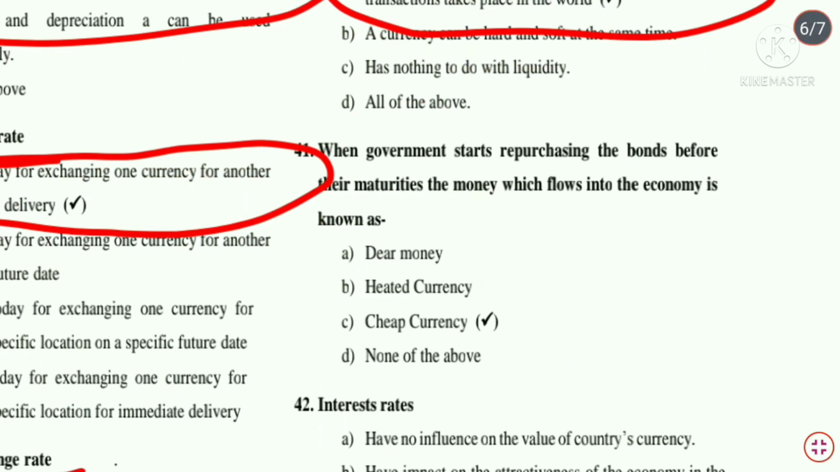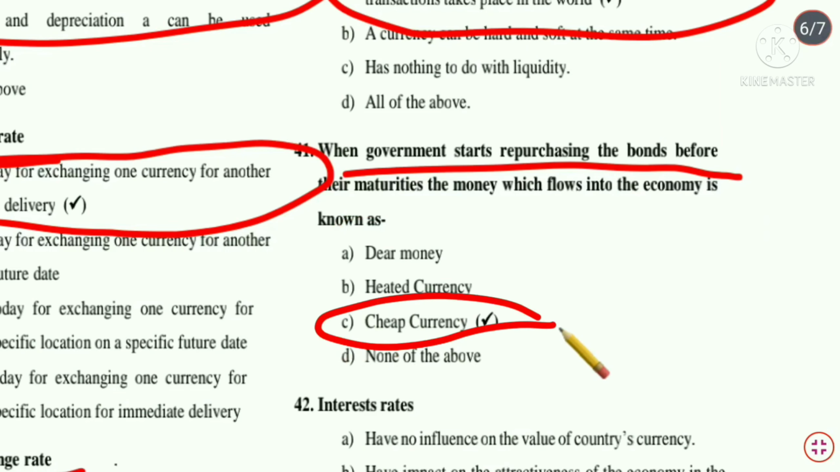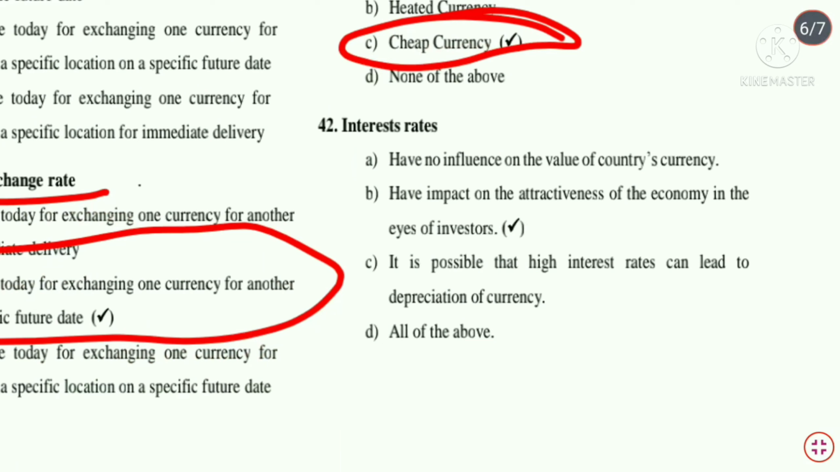Next question: when government starts repurchasing the bonds before their maturities, the money which flows into the economy is known as, we call it cheap money, cheap currency. That is, option C is the correct answer.